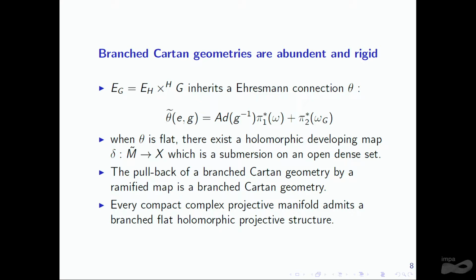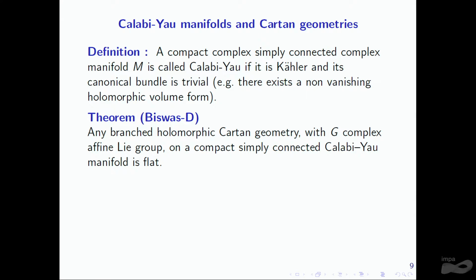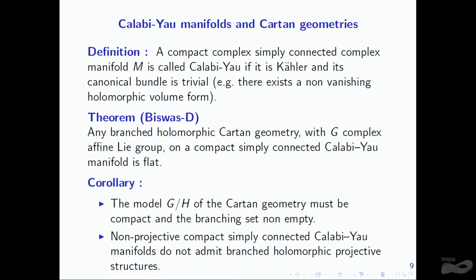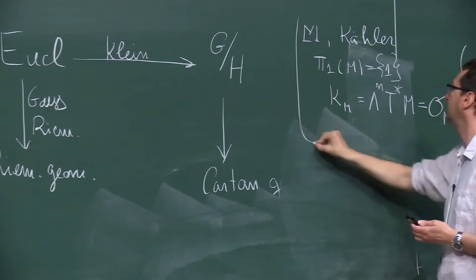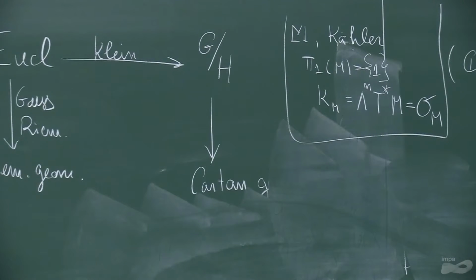And now I will give you some results we can prove on those branched Cartan geometries. The first results are in the case where the manifold is Calabi-Yau, meaning that we assume that the manifold is compact, Kähler, simply connected, and the canonical bundle, which is the bundle of top holomorphic forms, is trivial. So those are the assumptions on the manifold. And we try to understand branched Cartan geometries on this type of manifold. For example, K3 surfaces are good examples to think about.